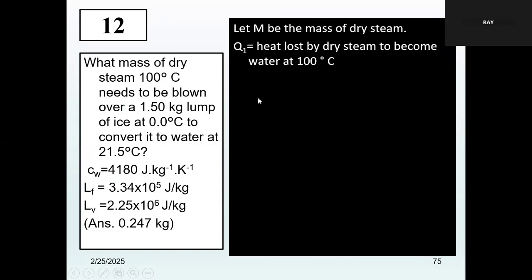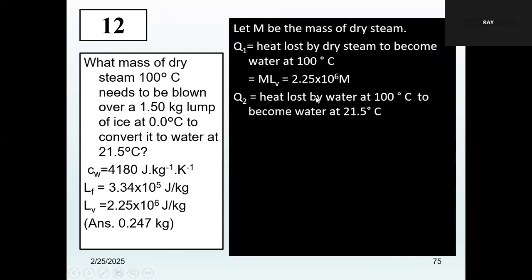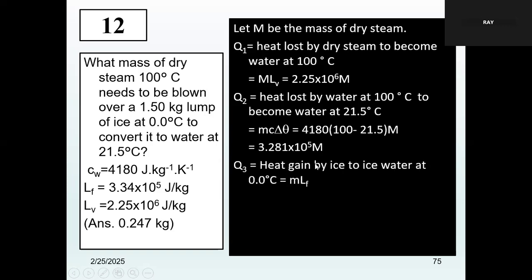Okay, Q1, heat loss by dry steam to become water at 100 degrees Celsius, latent heat. Let the mass of steam be M. And heat loss by water at 100 degrees Celsius as the water cools to 21.5 degrees Celsius. So that one you use specific capacity. There's your mass, unknown mass, there's the specific capacity, 100 minus 21.5. And heat gain by ice. The two things: one is steam, the other one is the lump of ice.